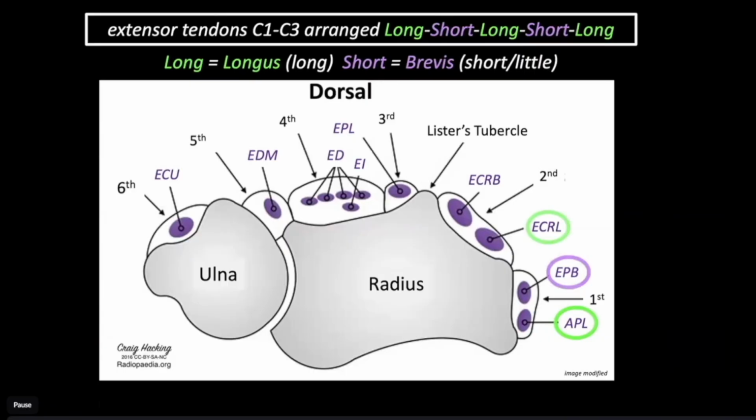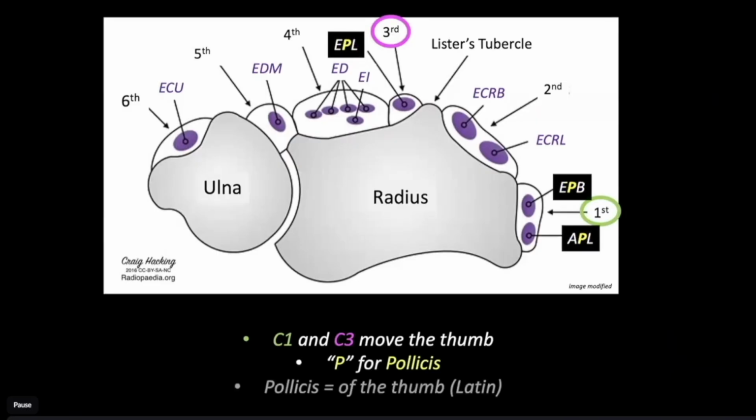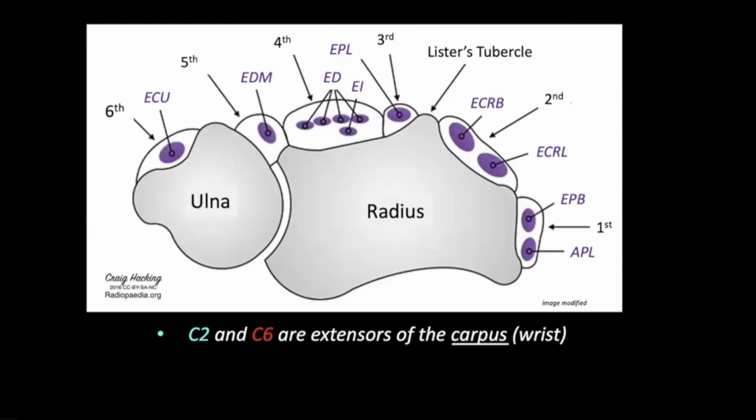APL, EPB, ECRL, ECRB, EPL. Compartments 1 and 3 move the thumb. P for pollicis in their names. Pollicis means the thumb in Latin. Compartments 2 and 6 are extensors of the carpus.